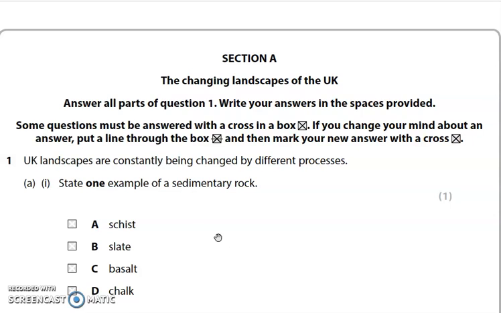So let's get started. UK landscapes are constantly being changed by different processes. The first question is, state one example of a sedimentary rock. Now this is really simple. State is just give the basic information. You only need to give one example of a sedimentary rock. So, of the rocks listed below, which of these is an example of a sedimentary rock? It's 1 mark, but with it being a multiple choice, you should take no more than 1 minute on it. Have a go now.